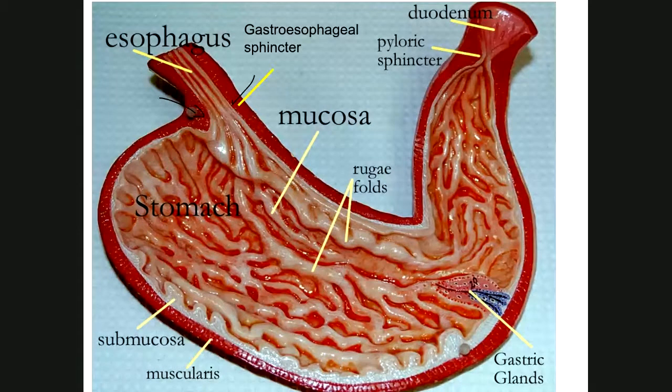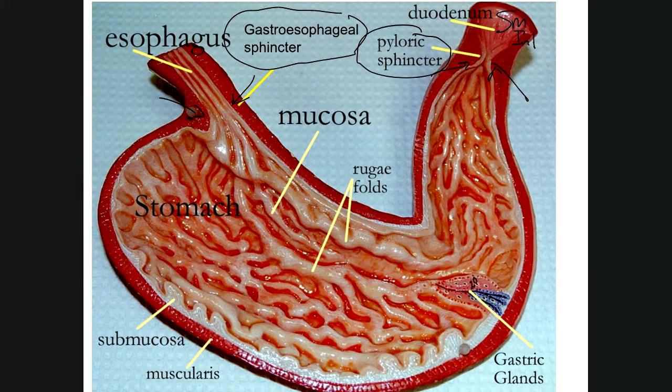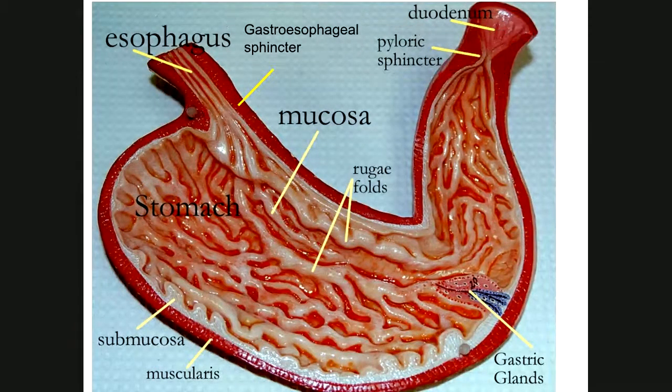That's this sphincter. But there's another sphincter at the other end of the stomach. This sphincter is between the stomach and the small intestine. It's called the pyloric sphincter. So we have 2 sphincters. We have the gastroesophageal sphincter, and we have the pyloric sphincter.